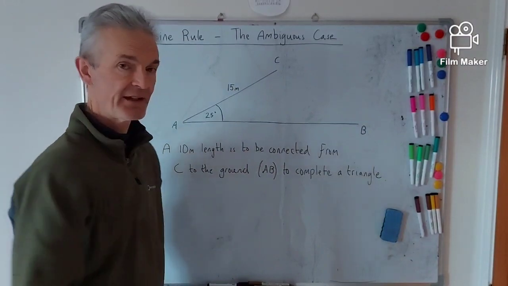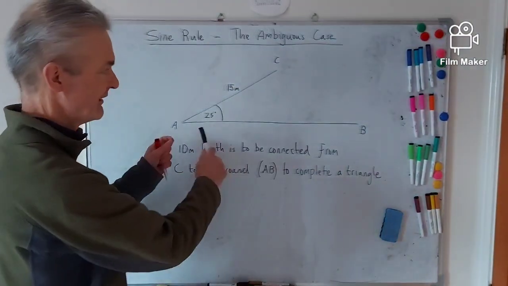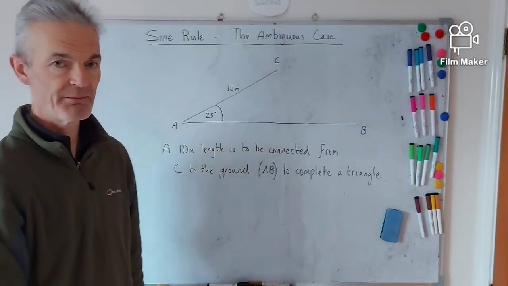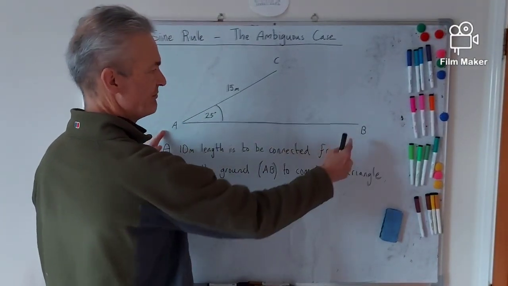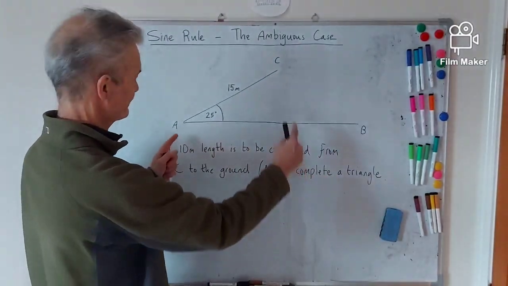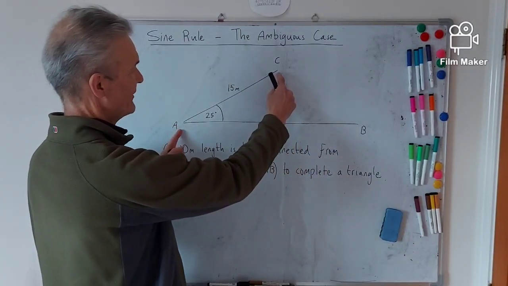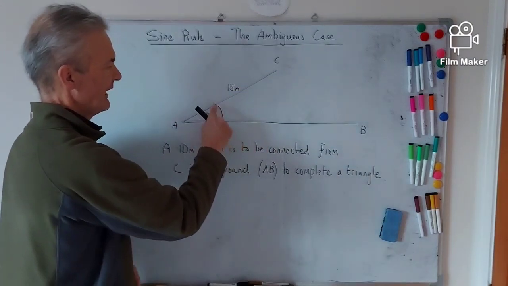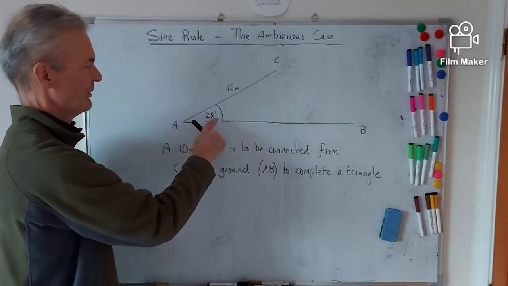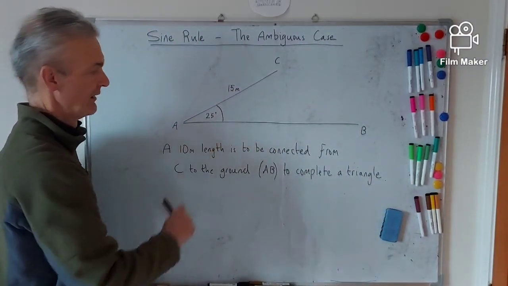Today I'm going to be looking at the sine rule and in particular the ambiguous case. This is the typical setup for the ambiguous case. We've got what I'm going to call AB, let's say that's the ground, and we've got a 15-metre length going from A up to C, inclined at an angle of 25 degrees.